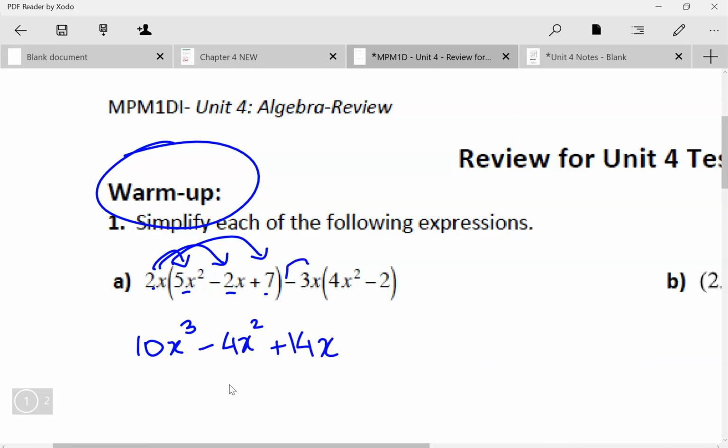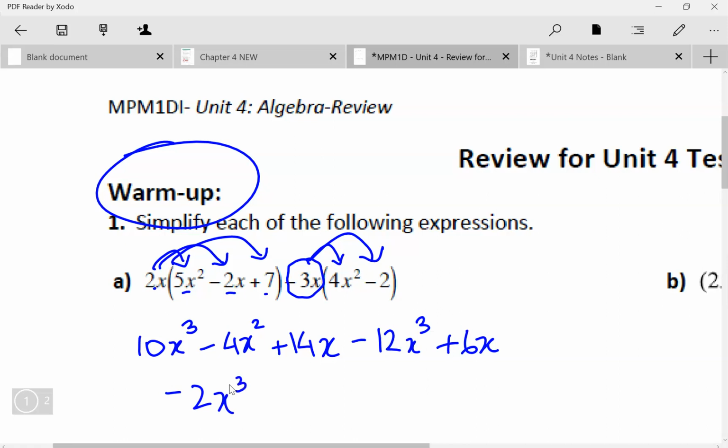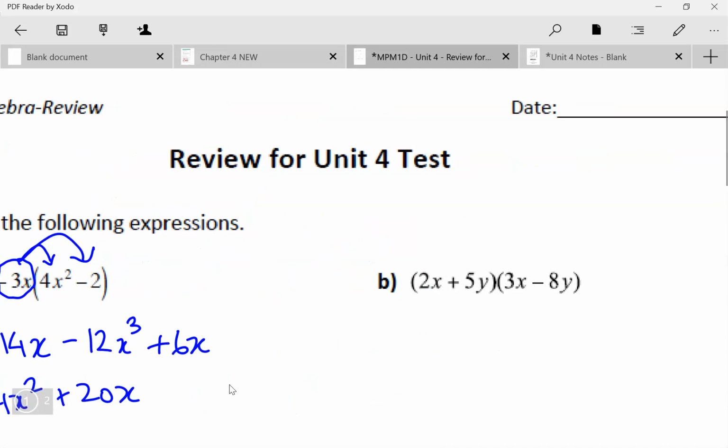And the same thing we're going to do here. Take this negative 3x and multiply it into these terms. Minus 12x to the power of 3 plus 6x. And now we shall combine like terms. Minus 2x to the power of 3 minus 4x squared plus 20x is my final answer. So again, hopefully we see how that was done.